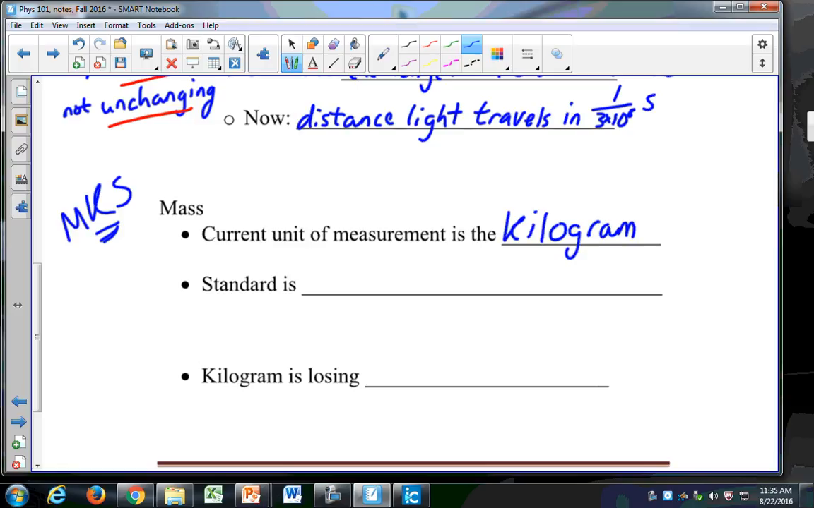Remember, or maybe not remember, but you'll need to know, and I'll write this later. Kilo actually means 1,000, so a kilogram is actually 1,000 grams. You'll need to know the metric system really well this semester. If you don't know it already, spend some time in the next couple of days just pounding it into your brain. The standard now is a particular cylinder in France.